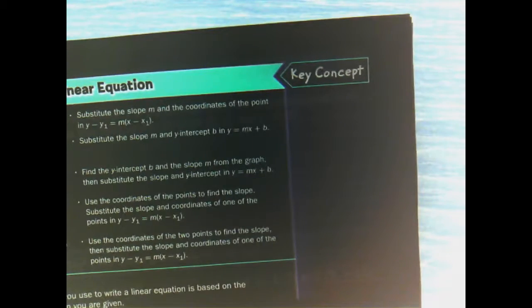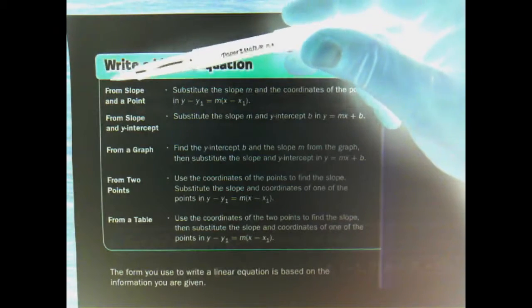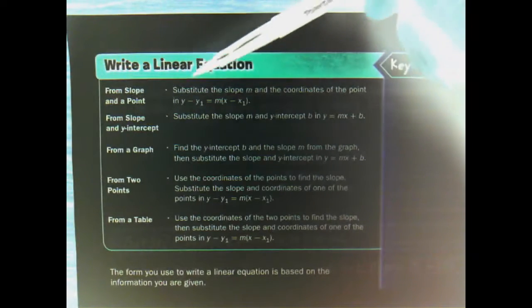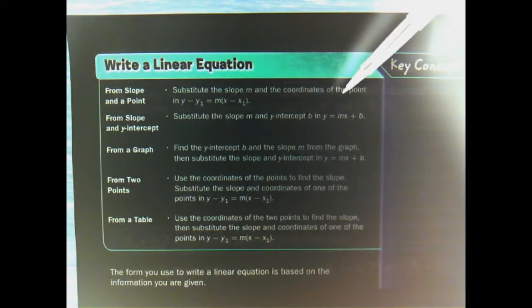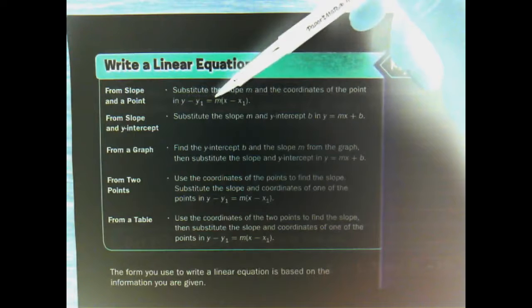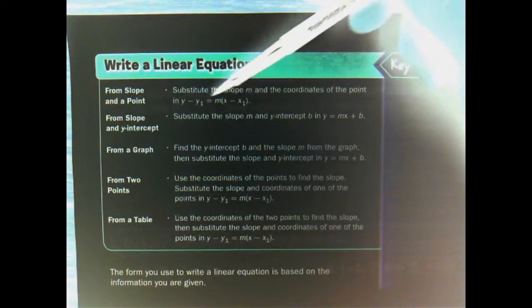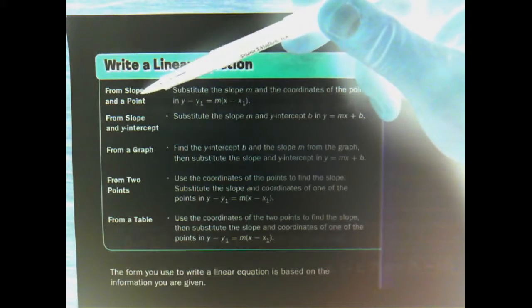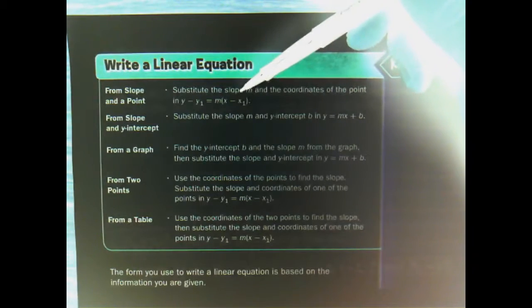Moving on, here is a little bit of a flow chart, a cheat sheet, if you will, that'll help you on writing linear equations. So if you're given a slope and a point, it says substitute the slope m and the coordinates of the point in for y minus y sub 1 equals m times the quantity x minus x sub 1, which would be your point slope form. So pretty much if you're given a point and the slope, use point slope form. It's pretty self-explanatory, but sometimes it helps to have it all written out.